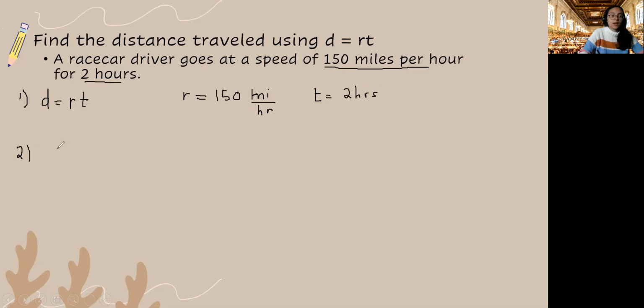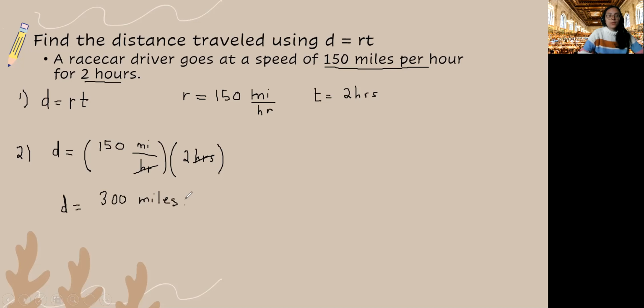So now I'm going to plug all of my values into my equation. Rate is going to be replaced by 150 miles per hour times, and we said time was equal to 2 hours, so I'm going to substitute 2 hours here. Now we do the multiplication. 150 times 2 is 300. Our hours cancel here and here, and we are left with miles. So when a race car driver is going at a speed of 150 miles per hour for 2 hours, they will have traveled 300 miles.